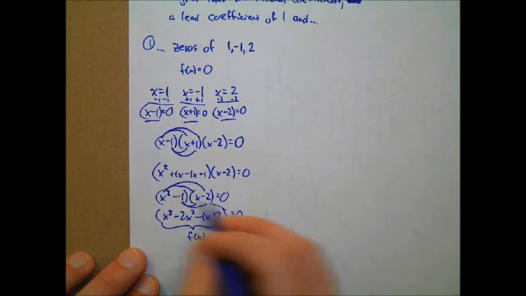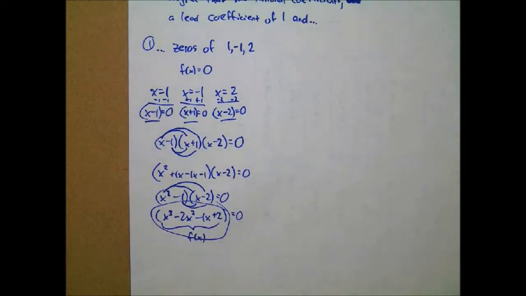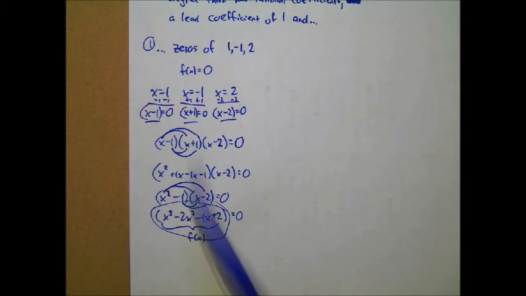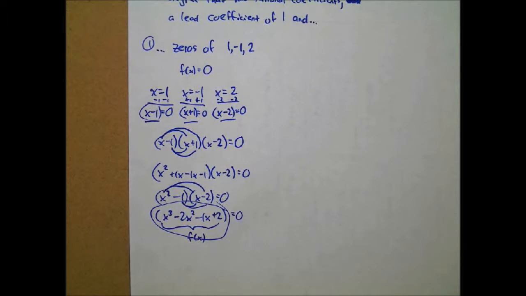I just wrote right through it, but anyway, you get the idea. There's our polynomial, there's our answer. This polynomial would give us the zeros that we were looking for. That's all there is to it. Questions on any of that so far?